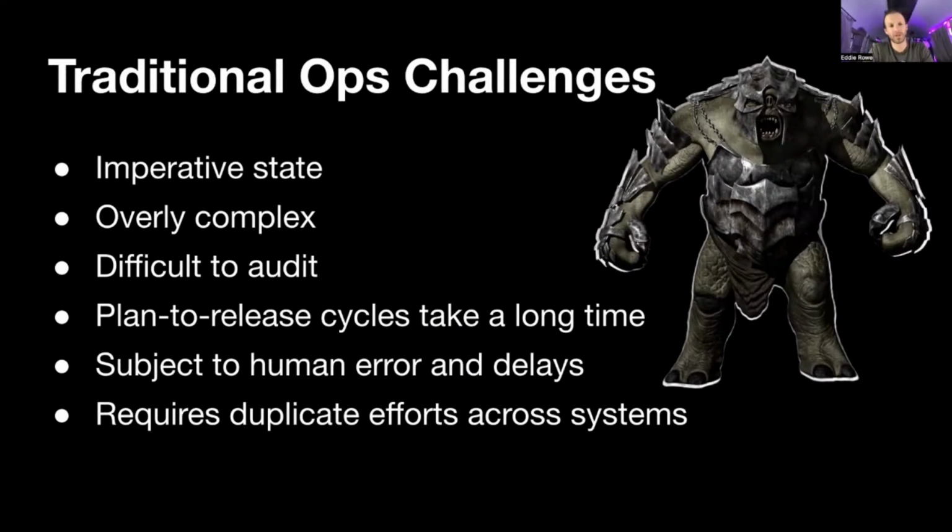Now, some more traditional ops challenges of this model: it can be overly complex with a lot of different systems, and difficult to audit. A big one is that the plan to release cycles take a long time, perhaps for reasons like the change management example we brought up in the previous slide. These models with imperative style operations are subject to human error and delays, and they require duplicate effort across various systems.